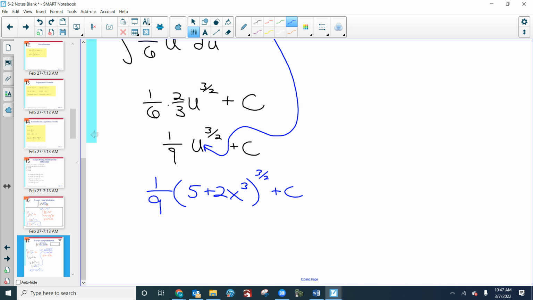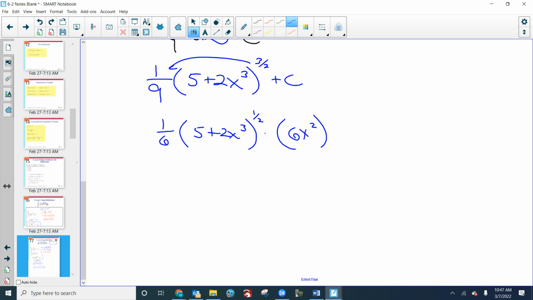How can you check these? How can you check it? Take the derivative. What rule would I use here? Power chain rule. Ready? And this is just extra work right now. What's 3/2 times 1/9? 3/18, which is 1/6. Leave the inside alone. Subtract 1 from the exponent. Times the derivative of the inside. And what's 6x squared times 1/6? X squared times the square root of 5 plus 2x cubed. Would you look at that? Isn't that back to the original? So I'm pretty confident we got the right antiderivative up here.